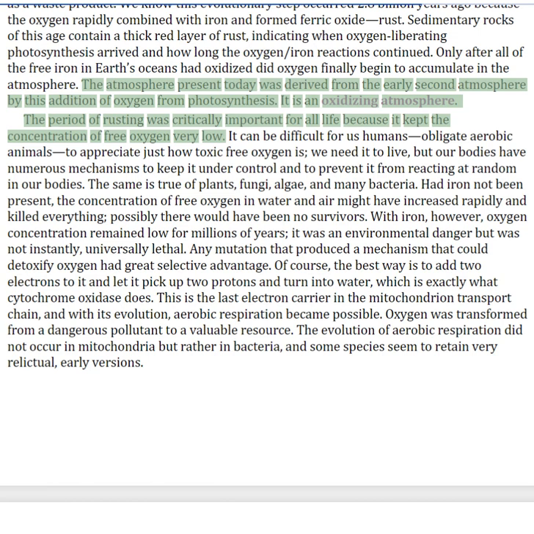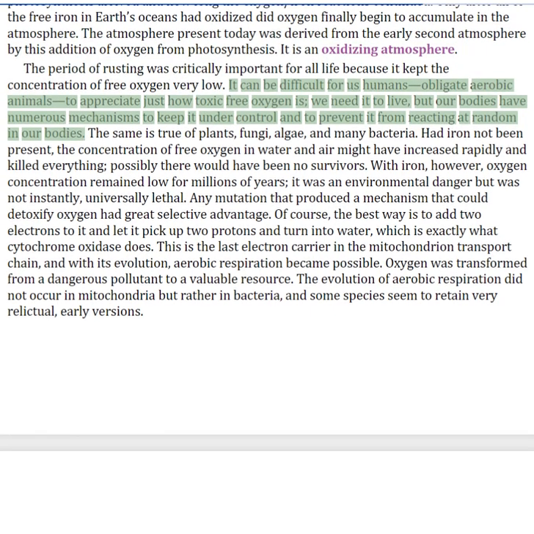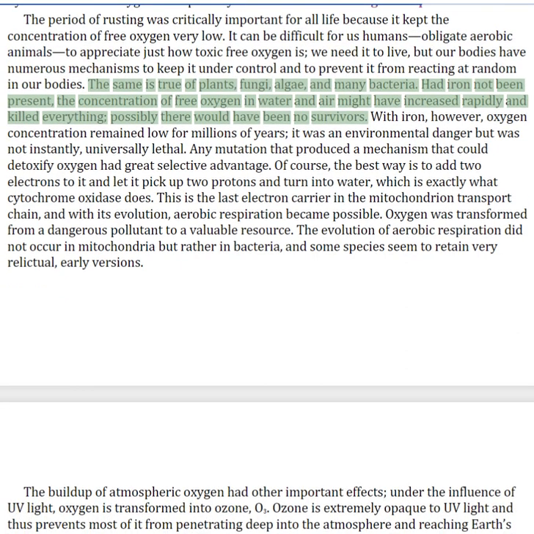It is an oxidizing atmosphere. The period of rusting was critically important for all life because it kept the concentration of free oxygen very low. It can be difficult for us humans, obligate aerobic animals, to appreciate just how toxic free oxygen is. We need it to live, but our bodies have numerous mechanisms to keep it under control and to prevent it from reacting at random in our bodies. The same is true of plants, fungi, algae, and many bacteria. Had iron not been present, the concentration of free oxygen in water and air might have increased rapidly and killed everything.